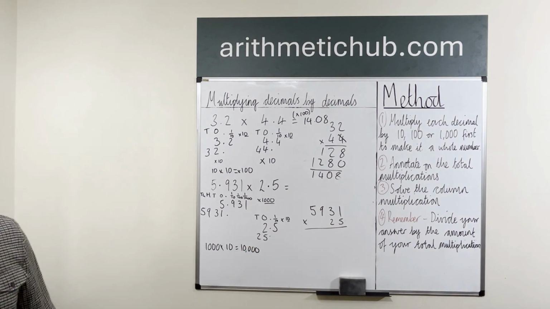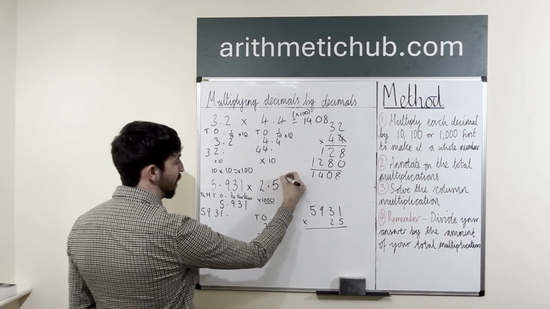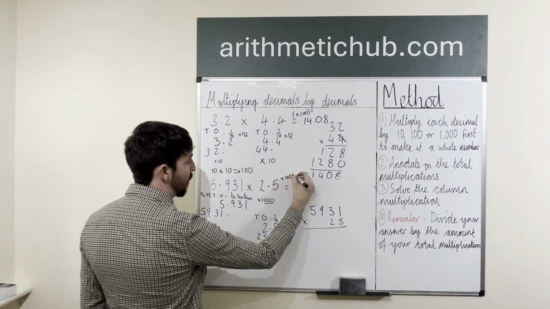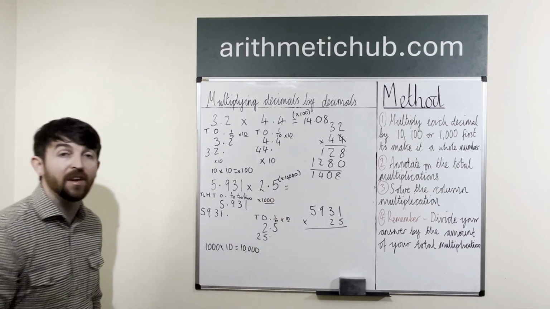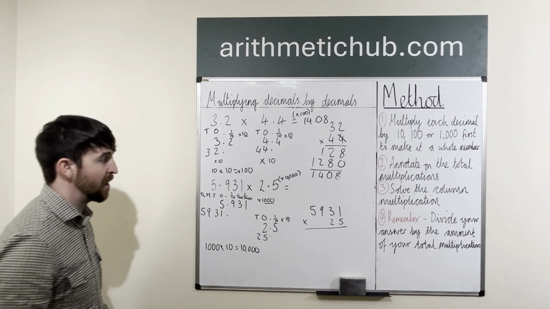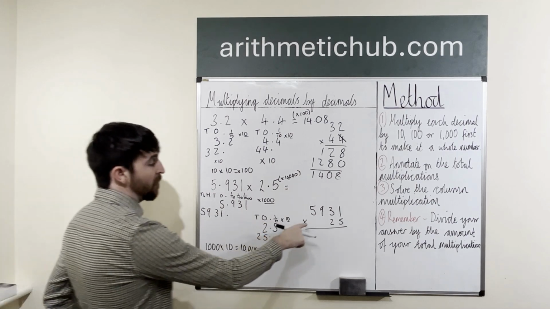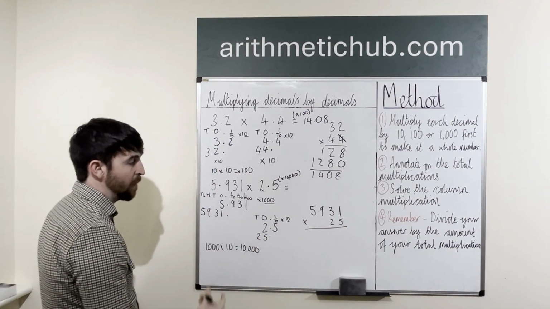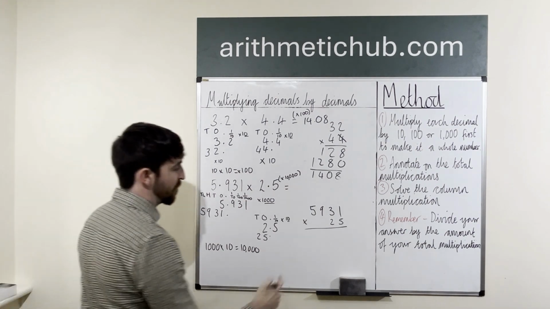So, my total multiplication was 10,000. I'm going to write that and take it up here. Multiply by 10,000, and I'll put a little bracket there to remind myself to come back to it, because I know for my answer I'm going to need to divide by 10,000 at the end. So, now I've got 5,931 times 25. Let's go for part 3 of the method, solve the column multiplication.